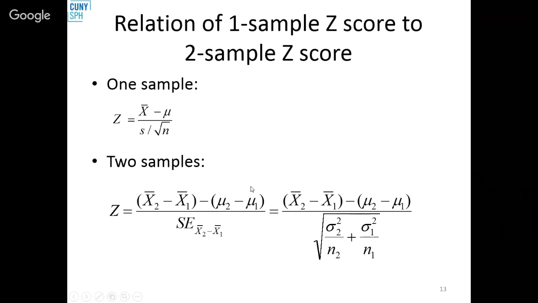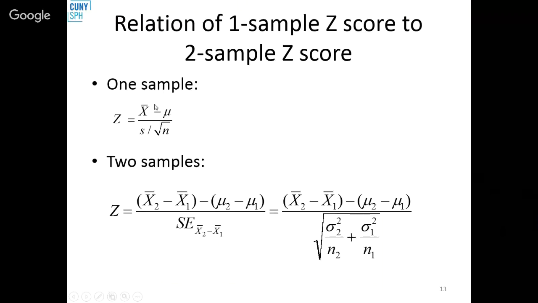So unlike the paired test, unfortunately, the formulas for calculating your test statistic and your confidence interval are a little bit more complicated for the two-sample case. But they're still not too bad. So we're using the normal, well, we're calculating a z statistic here.